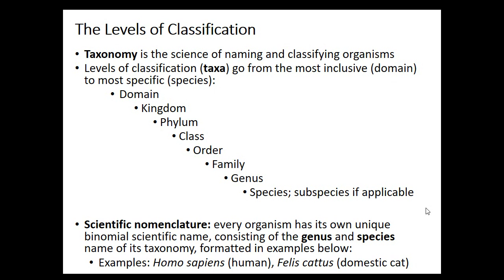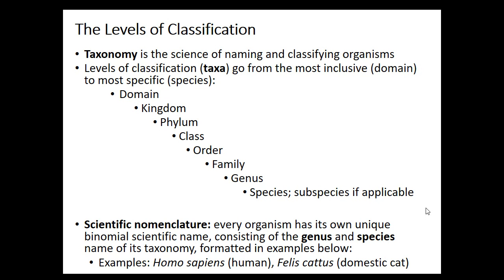Scientific nomenclature. Nomenclature just means the words or the names of things. So every organism that has been studied is given a binomial scientific name. Binomial just means two words in the name. So that's called a scientific name or the species name. So Homo sapiens, Felis catus. Those are the scientific or species names.